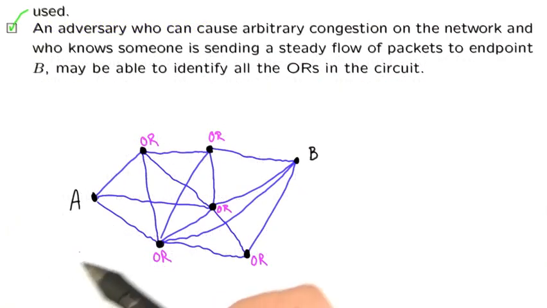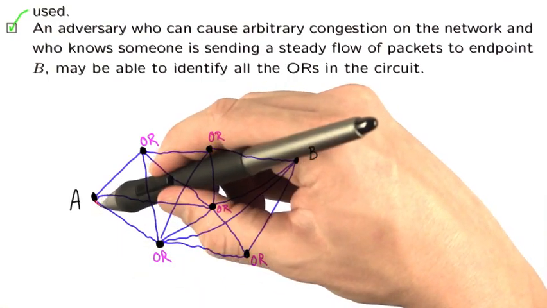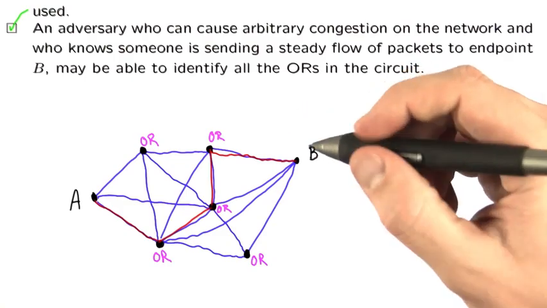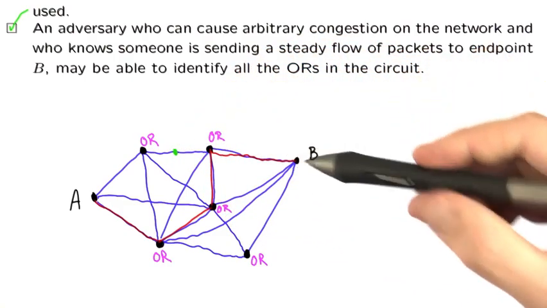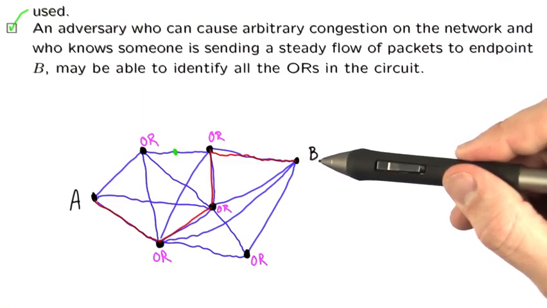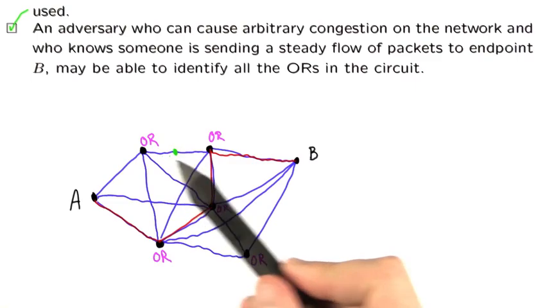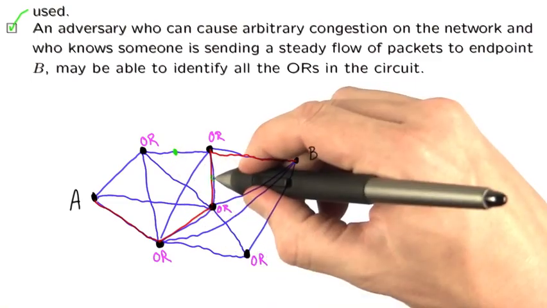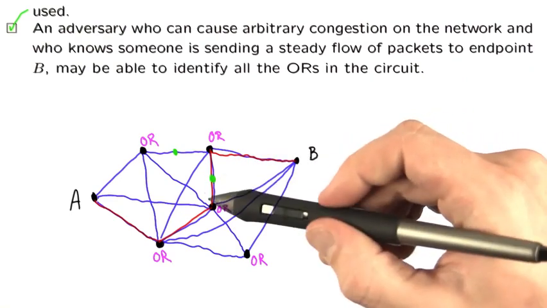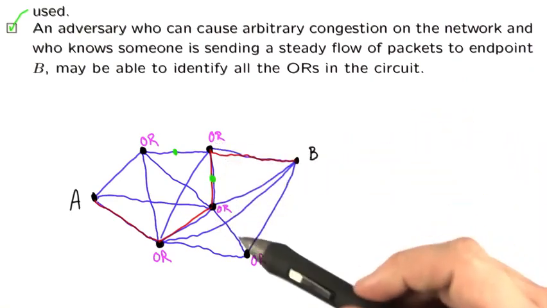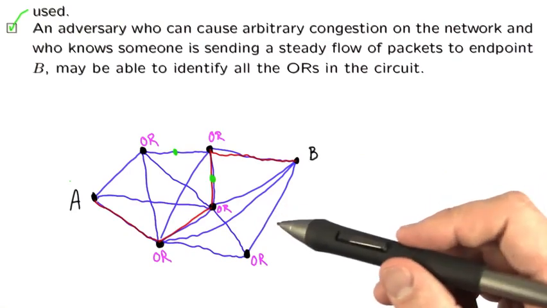To see this, let's take this example network between A and B, and we've chosen a circuit in red. An attacker could try introducing congestion on each connection, for example here, and see if it causes any disruption on the flow of packets into B. In this case it won't, and so the attacker has learned this connection is not involved. He could try here and observe, and he should see disruption of packets into B, and the attacker has learned that these two onion routers are on the circuit. He can continue on to do this on all the connections and learn which onion routers are involved.